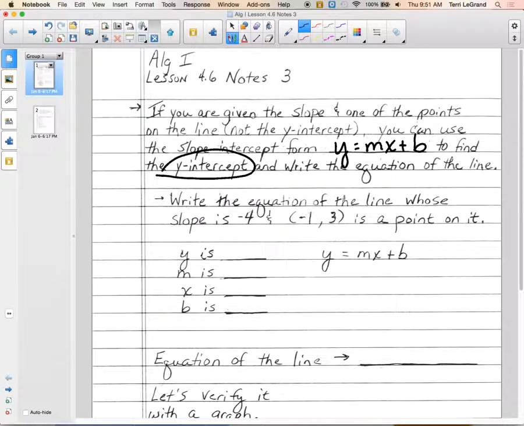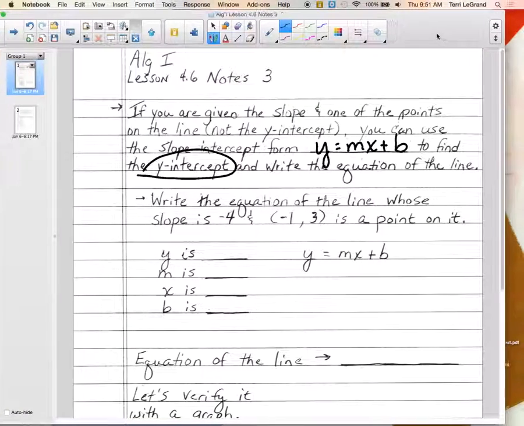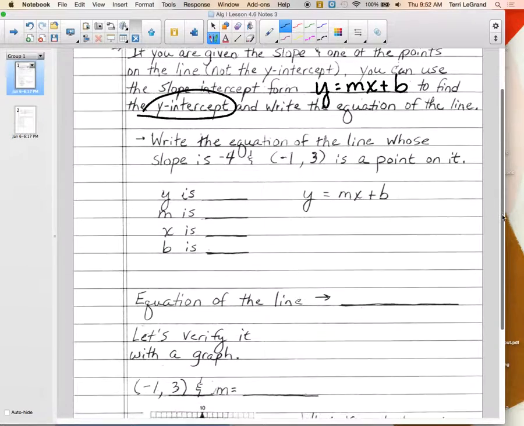Write the equation of the line whose slope is -4 and the ordered pair (-1, 3) is a point on it. How would we know if that was the y-intercept? Is (-1, 3) the y-intercept? You should be able to look at a point and identify whether it's a y-intercept or not. How would we know? X has to be 0. Well, x is not 0 in that one, so there's no way that that is the y-intercept, so we're going to have to find it.